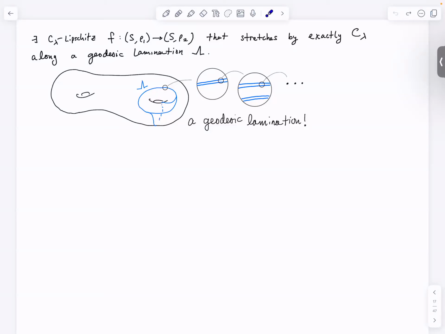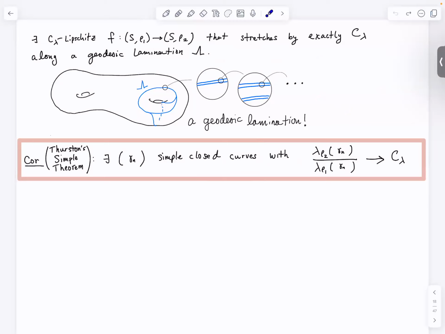Okay. All right, so how do we get from the existence of this maximally stretched lamination to Thurston's simple theorem? Any ideas? What do I do? I know that for our Lipschitz map, the maximal stretching is occurring along this lamination. What I want to know is that for the length ratios, I can achieve the optimum C lambda just by looking at simple curves. So how does this lamination suggest to me a sequence of simple curves? Any ideas? Okay, I'll tell you.